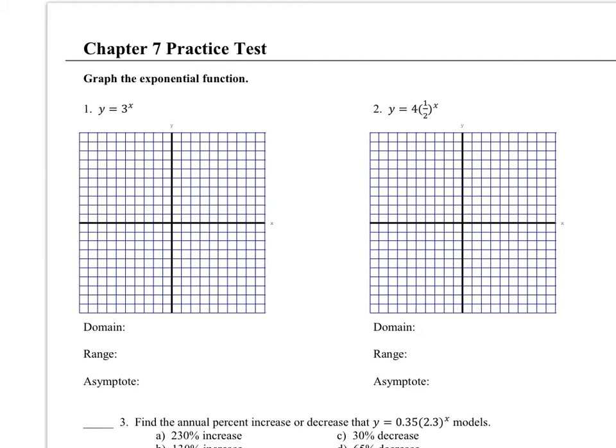Hello, we're here to take a look at the Chapter 7 practice test. So we'll go ahead and get started with graphing the exponential function y equals 3 to the x power.